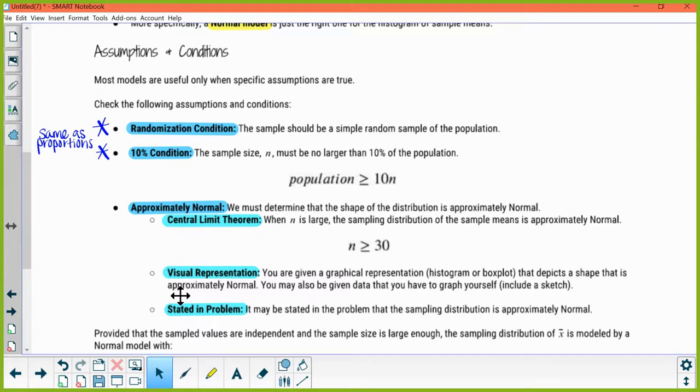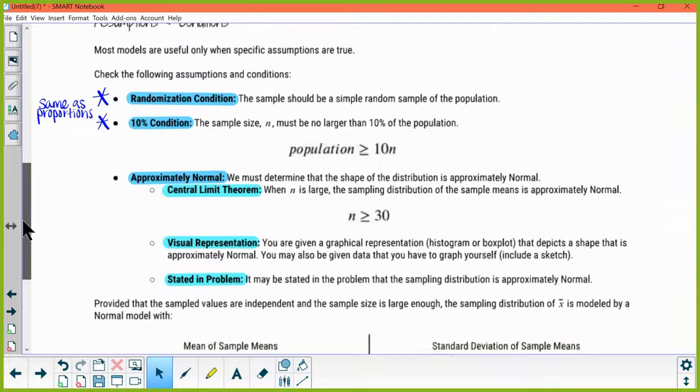Third thing, sometimes it just tells you. Sometimes in the problem, it'll say assume an approximately normal distribution or assume normality in the distribution. If that's the case, you will just say something similar to what we do for random. You'll say approximately normal stated. That's usually the nice one. But for the most part, central limit theorem is what you want to check first. If that doesn't work, I would check one of these other options. If both of those are not happening, then we cannot assume that it's normal.